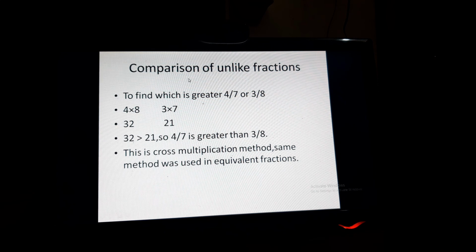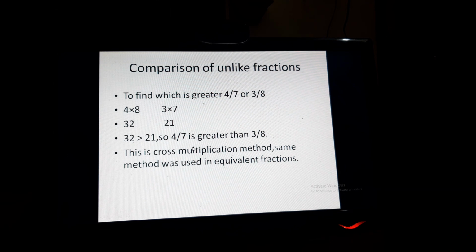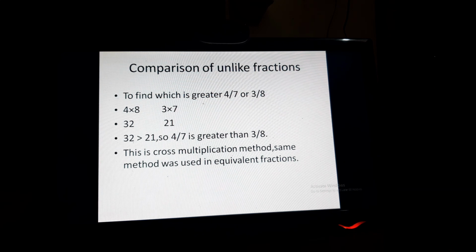Next is comparison of unlike fractions, to find which is greater, 4 upon 7 or 3 upon 8. Here you can see that these two fractions do not have the same denominator. So these are unlike fractions. If the fractions are unlike, then we use this method to find out which fraction is greater. This process is the same as we've discussed in equivalent fractions. To find out whether the fractions are equal or not, the same method will decide which fraction is greater.